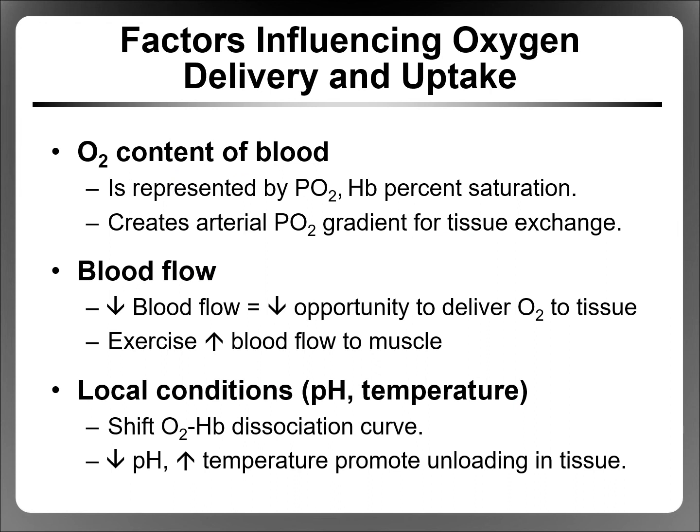So what will influence oxygen delivery and uptake? We know the oxygen content of the blood matters. This will be represented by the pressure of oxygen and the hemoglobin percent saturation. This will create the arterial PO2 gradient for tissue exchange.